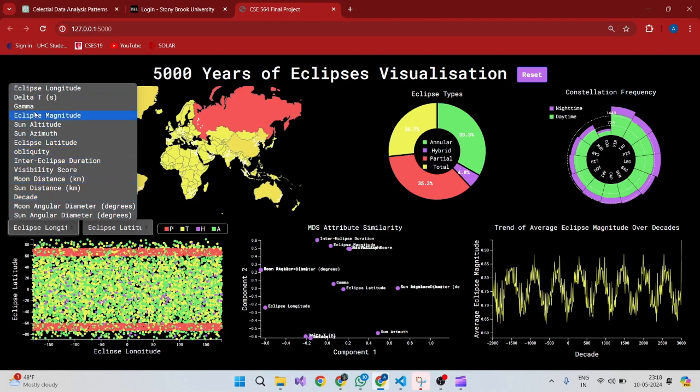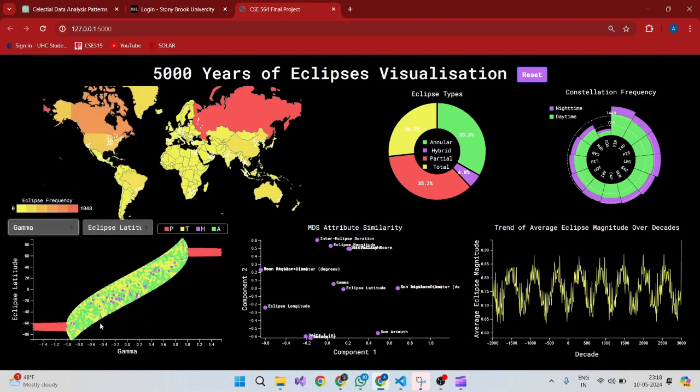Updating this to the gamma variable here, we can see that gamma is at the extremities of the earth, that is at the very high or the very low latitudes. We can see that we are seeing more of these red partial eclipses, whereas near the middle, the other types are kind of scattered throughout.